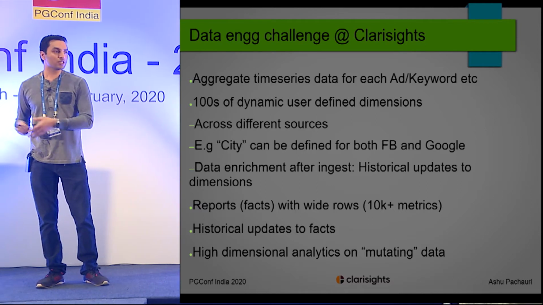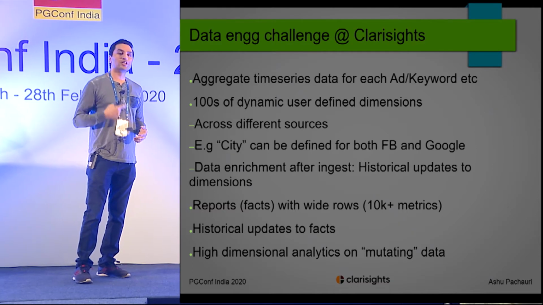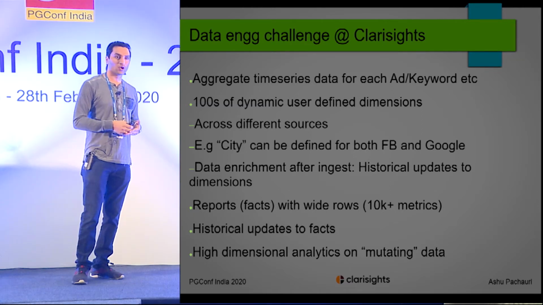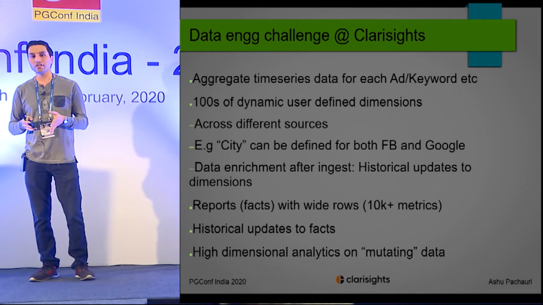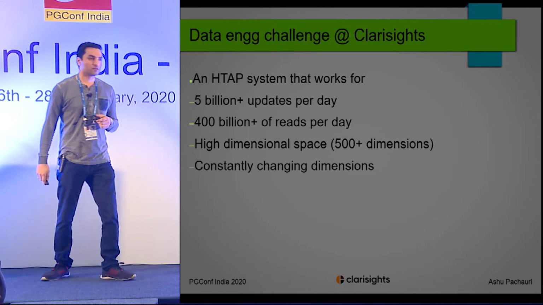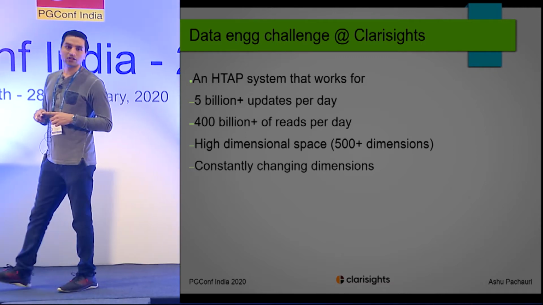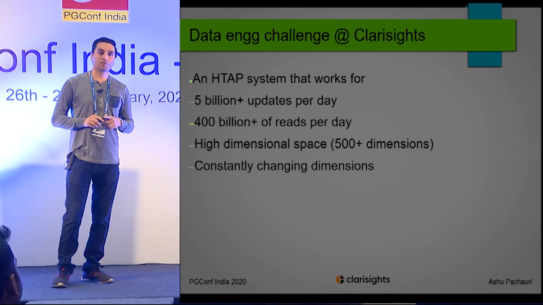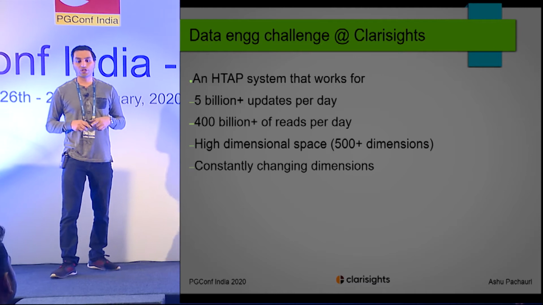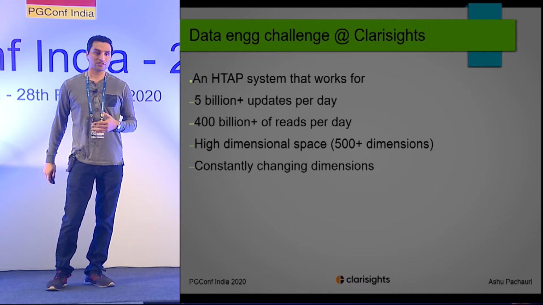Then you have metrics associated with these dimensions. They are also very wide rows, more than 10,000 metrics. These metrics also update. There are historical updates. The data that I ingested 1 month ago, that data will also change. So what we are doing is high dimensional analytics on data that mutates, that changes. What this means is that what we need is an HTAP system, hybrid transactional analytics processing, not just an OLTP, but an OLTP combined with an OLAP system that can handle more than 5 billion updates per day, more than 400 billion reads per day. It should work in a high dimensional space with dynamically defined dimensions.